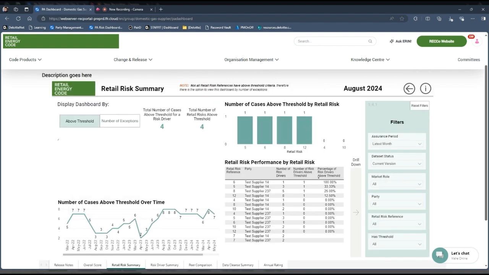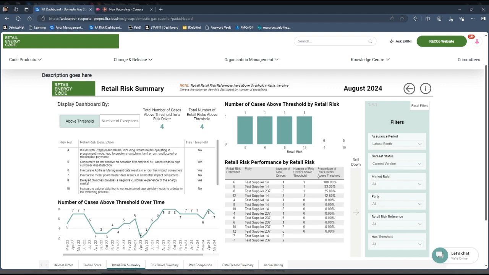Here you can see how you perform by retail risk. A retail risk has been identified as a high-level retail energy market risk. Because these can be broad, they are not necessarily measurable by themselves and may have contributing factors.